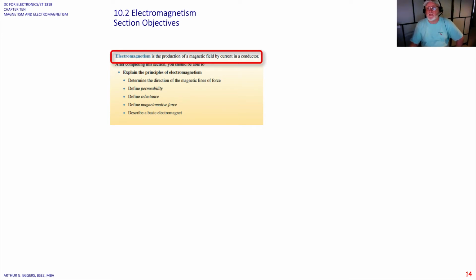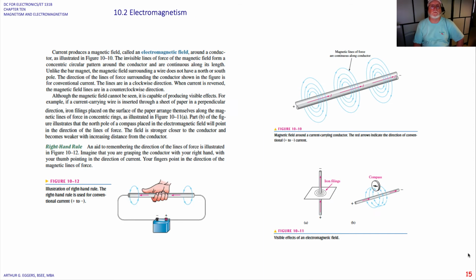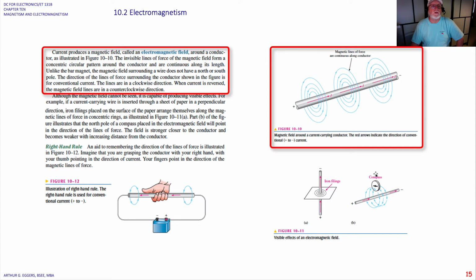So now we move on to electromagnetism. Find out what the difference is here. Electromagnetism is the production of a magnetic field by current in a conductor. So electromagnetism requires a flow of electrical current. Current produces a magnetic field, called an electromagnetic field, around a conductor as shown.